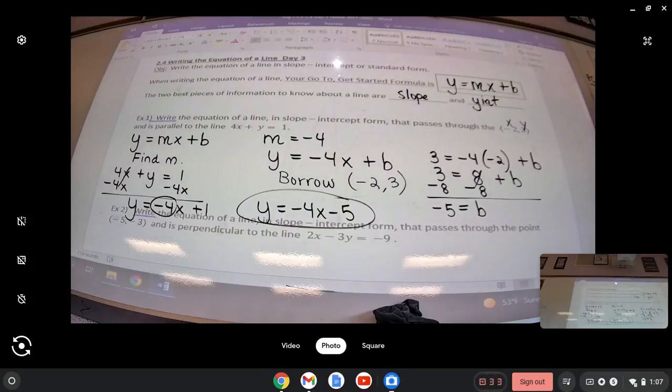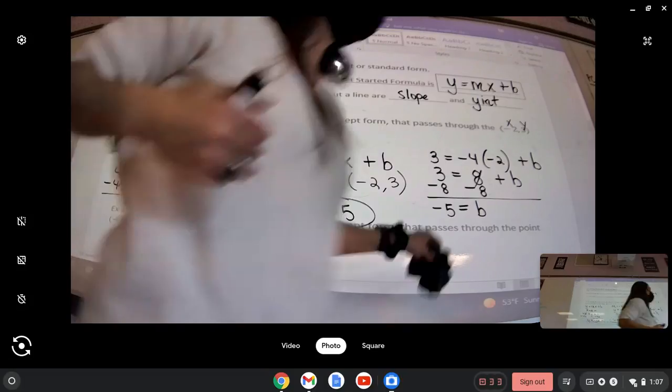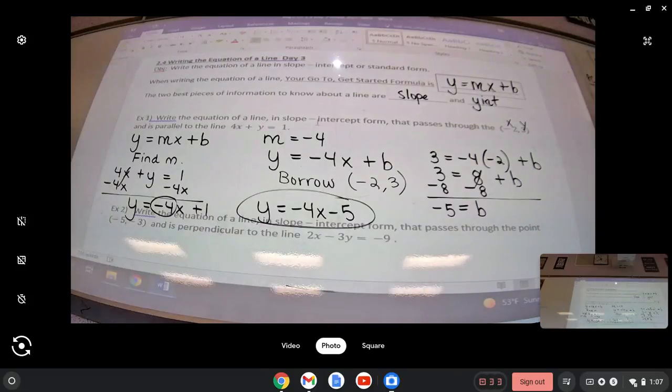Okay? Is it always going to tell you it's parallel or perpendicular? Yes, in today's problems, yes. That's how today's problems are going to be. They're going to tell us a line that our line has to be parallel or perpendicular to. All right, let's try another one. Let's get another one under our belt, and then I'm going to let you try the third one.